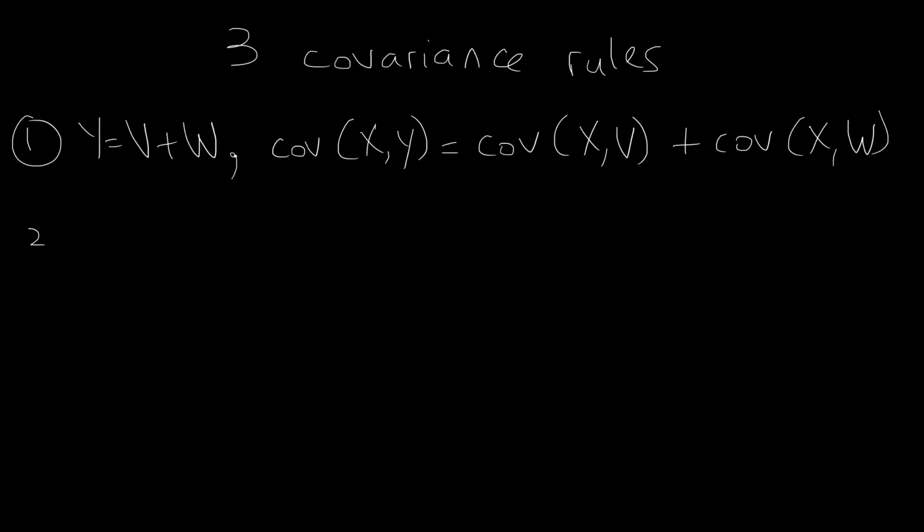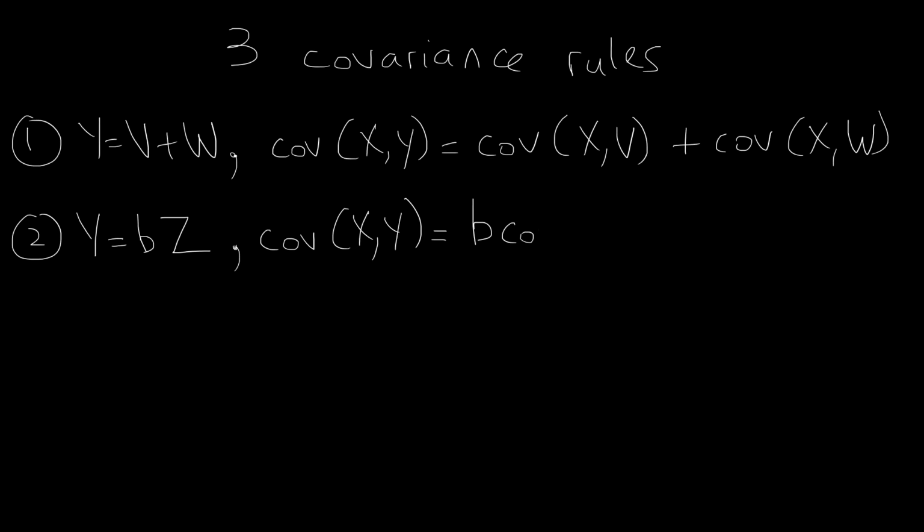The next rule is known as the multiplication rule. So let's say you have a random variable y which is equal to b, which is a constant, times z, another random variable. So in this situation, the covariance between x and y is going to equal b times the covariance between x and z.